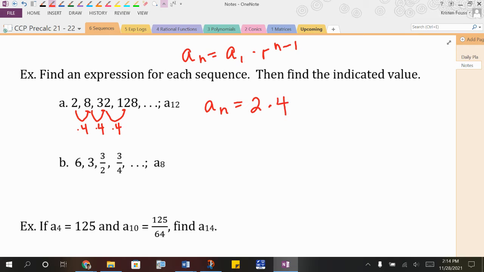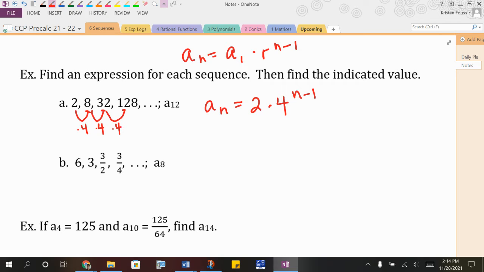R was 4 because that's what we're multiplying by. And n minus 1 just indicates the term minus 1. So that is our expression. There's no extra work to be done, nothing else to identify that's not already there. So geometric are pretty explicit that way.